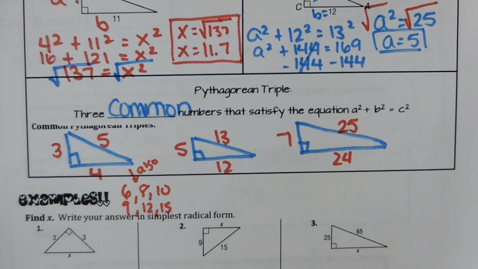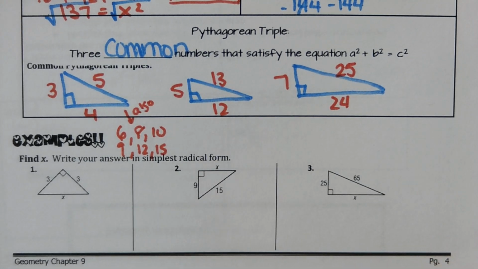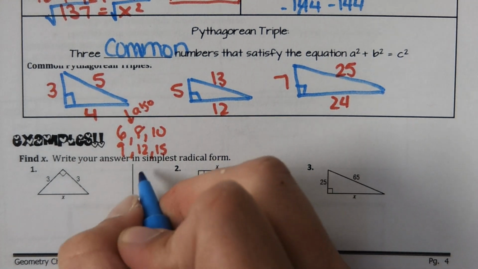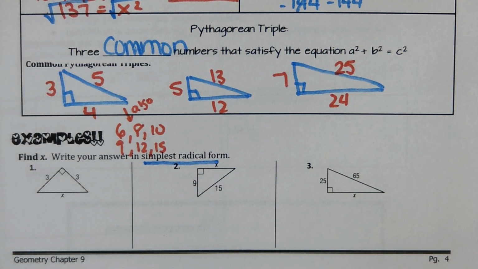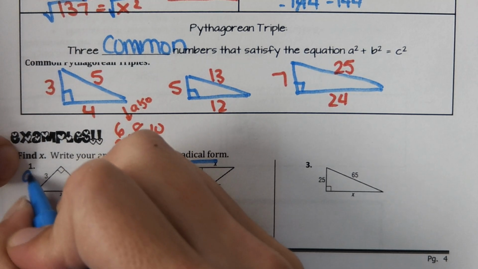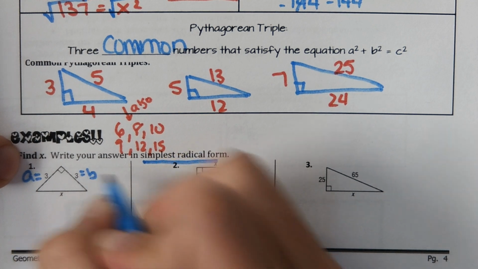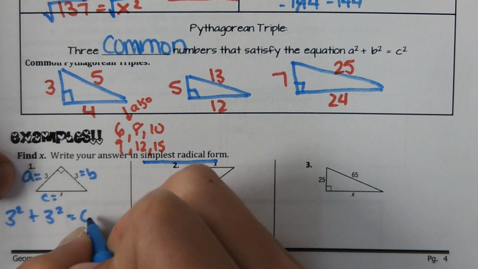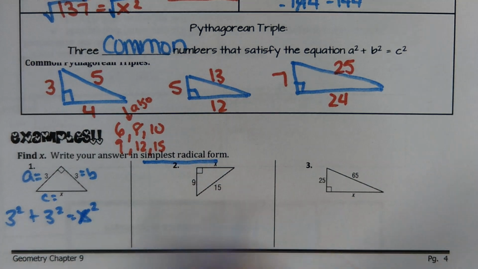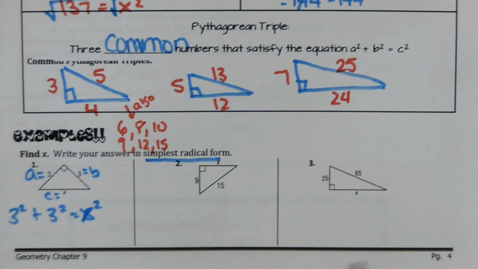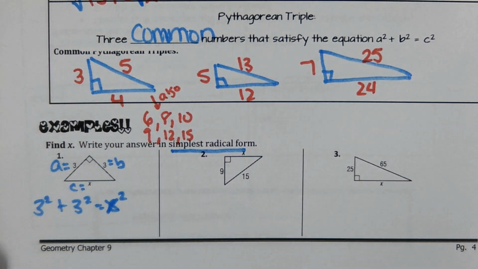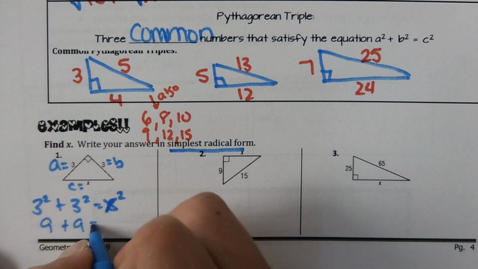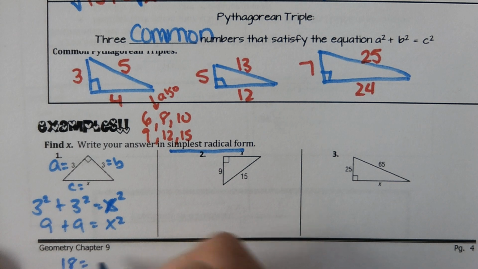Okay, then down here we're going to just practice using Pythagorean theorem, and it says write your answer in simplest radical form. So if we have a radical that can be simplified, we're going to use the skills that we learned yesterday. So for this first one, this would be our two legs, A and B, and then this would be C. So we'll do 3 squared plus 3 squared equals x squared. Get 9 plus 9 equals x squared. 18 equals x squared.